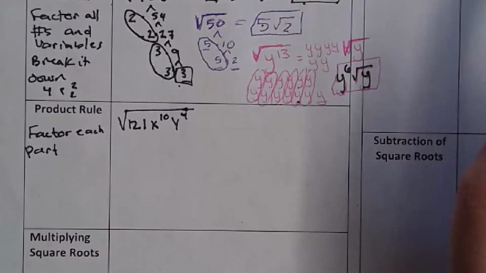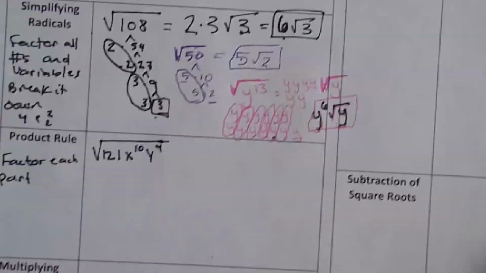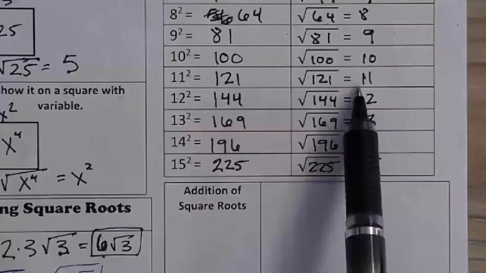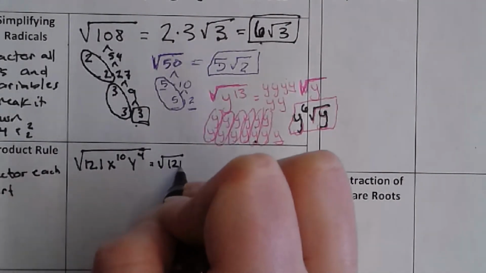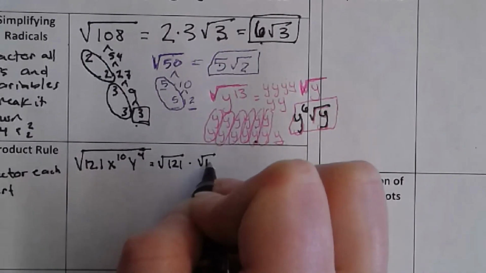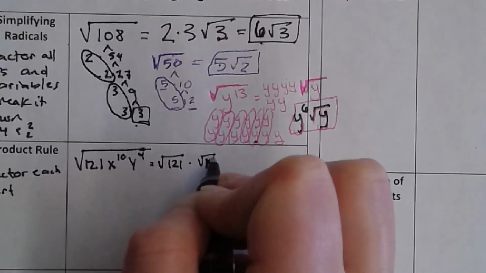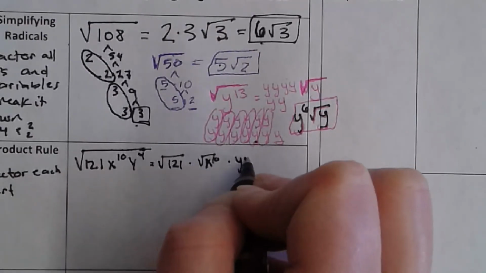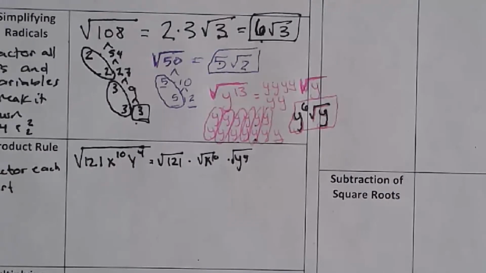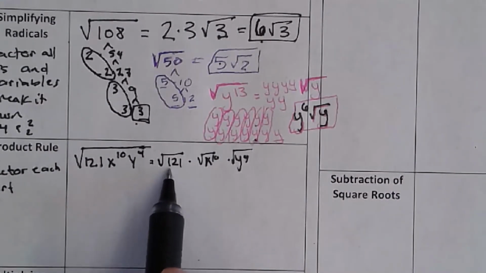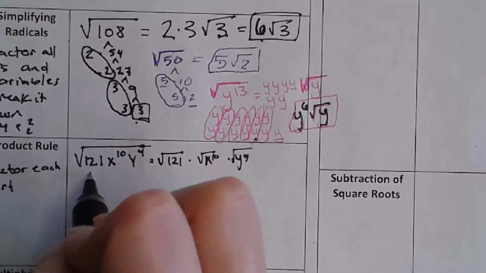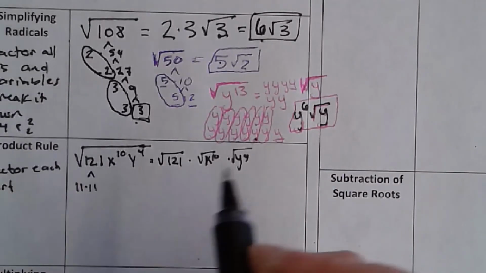Oh, 121. That one is in my list. 121 is 11. So I could look at this as the square root of 121 times the square root of x to the 10th times the square root of y to the 4th. This is a perfectly good way to look at it because we know this one's 11. I tend to go like this. Oh, that's 11 times 11.